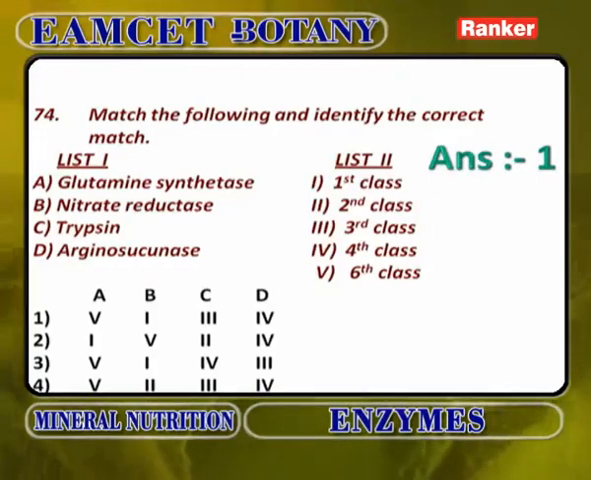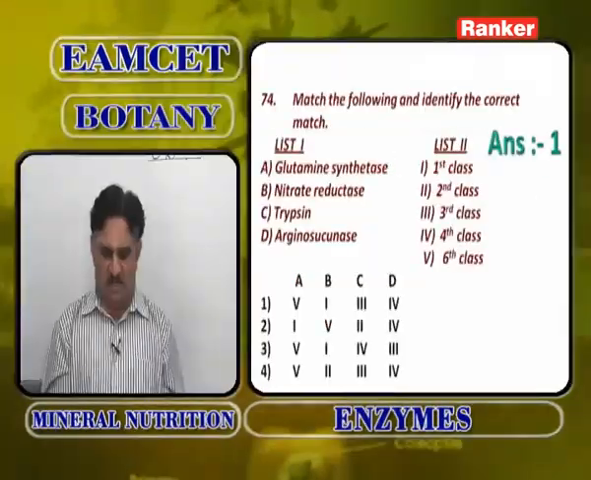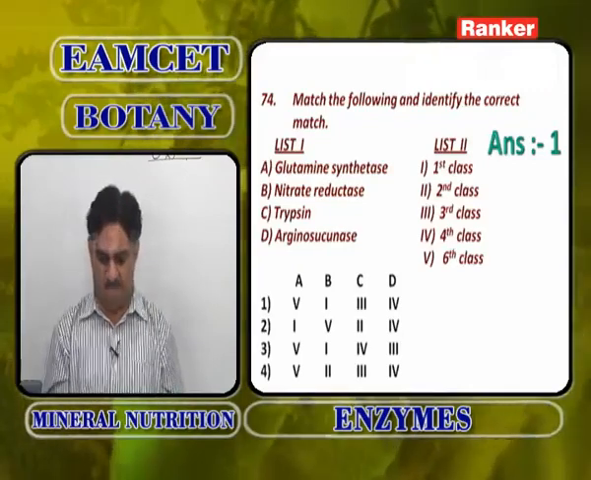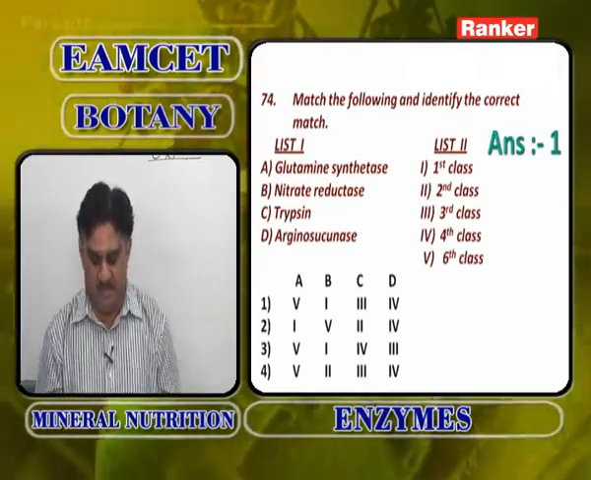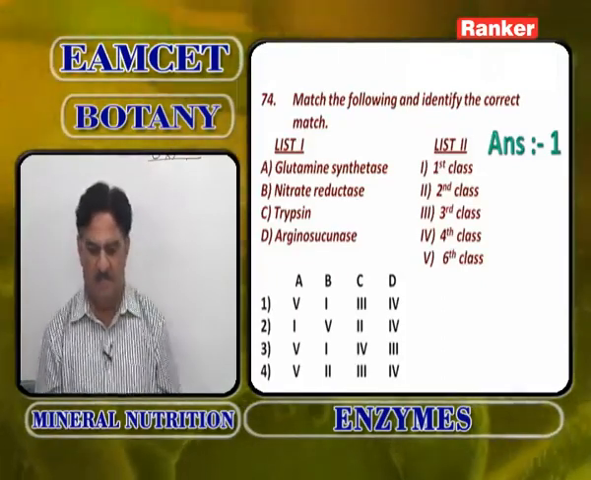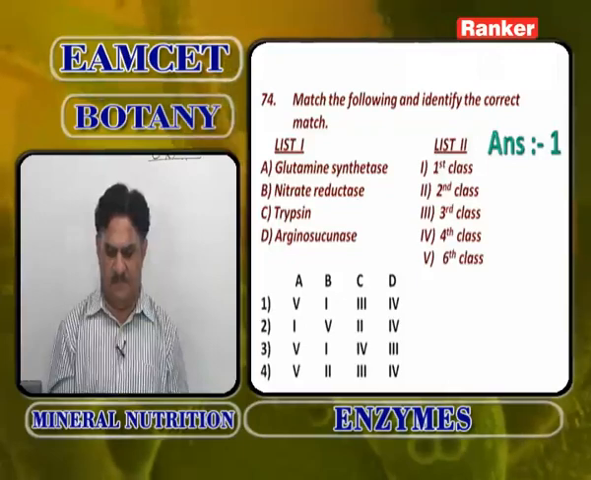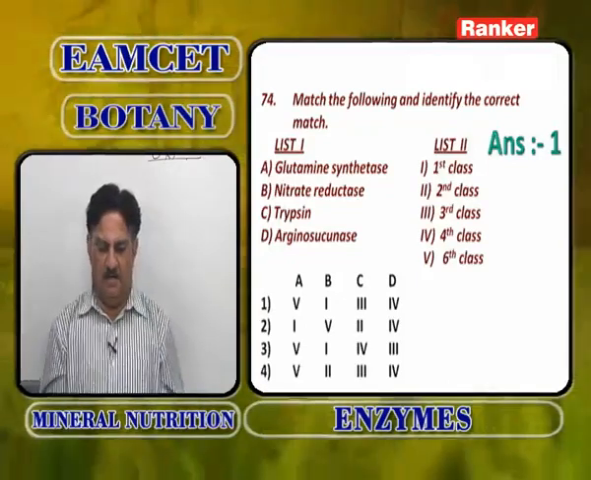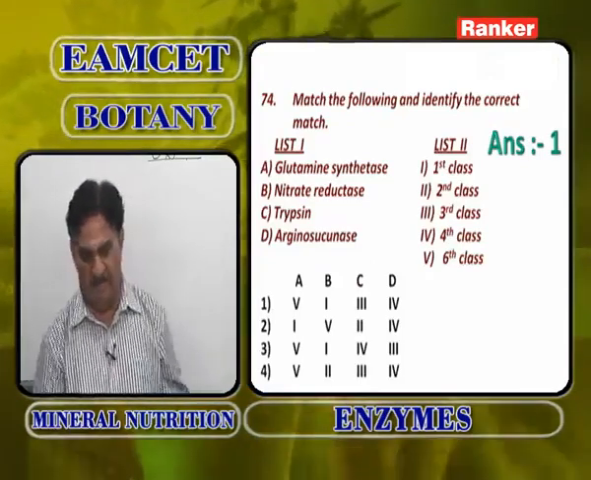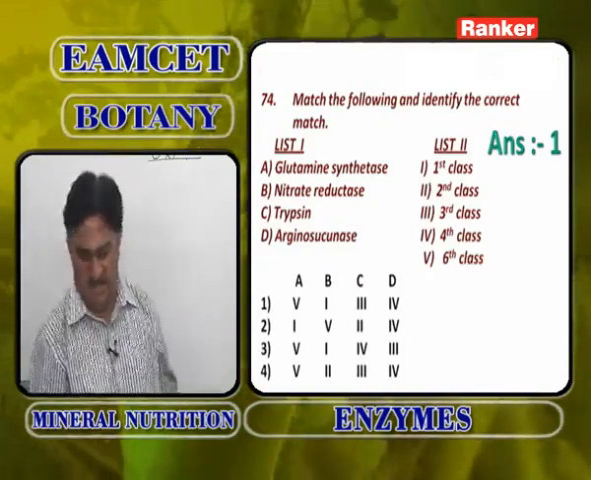Glutamine synthetase, nitrate reductase, trypsin and organosuccinase. We have to identify the classes. Glutamine synthetase is 6th class, ligases or synthetases. Nitrate reductase is 1st class because it comes under oxidoreductases. Then trypsin comes under 3rd class, hydrolases. And organosuccinase comes under 4th class, liases. So A5, B1, C3, D4.